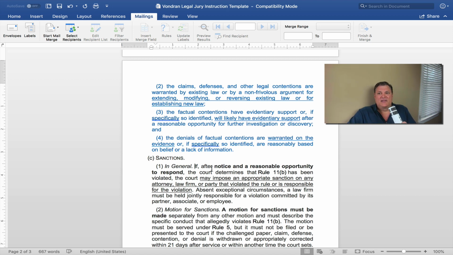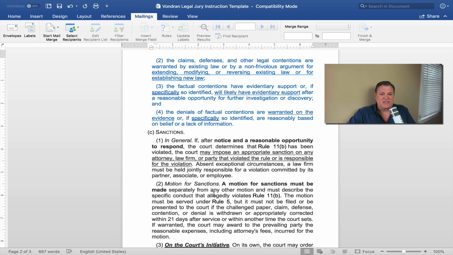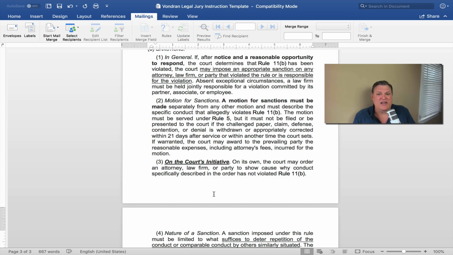Okay? So let's take it down a little bit further here. Motion for sanctions. A motion for sanctions must be made separately from any other motion and must describe the specific conduct that violates Rule 11(b). Okay, so I just gave you the grounds, but you need to give the court the facts. You need to explain exactly what the issue is.